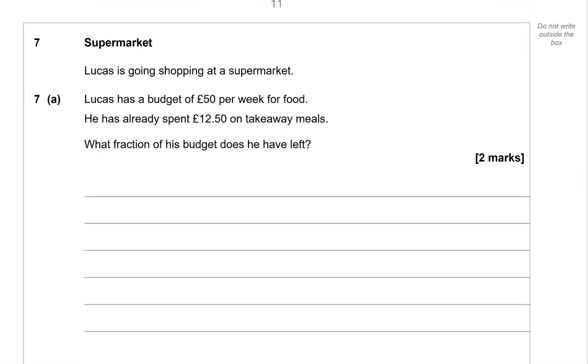Supermarket. Lucas is going shopping at a supermarket. Lucas has a budget of £50 per week for food. He has already spent £12.50 on takeaway meals. What fraction of his budget does he have left? So he has already spent 12.5 out of the 50. If we double both of the amounts, we get 25 out of 100. So that is what has already been spent.